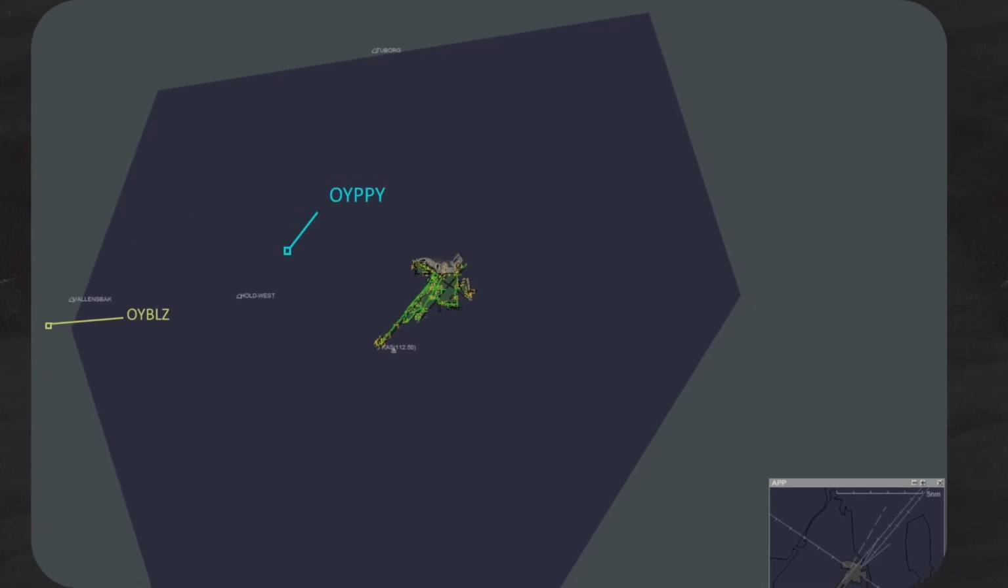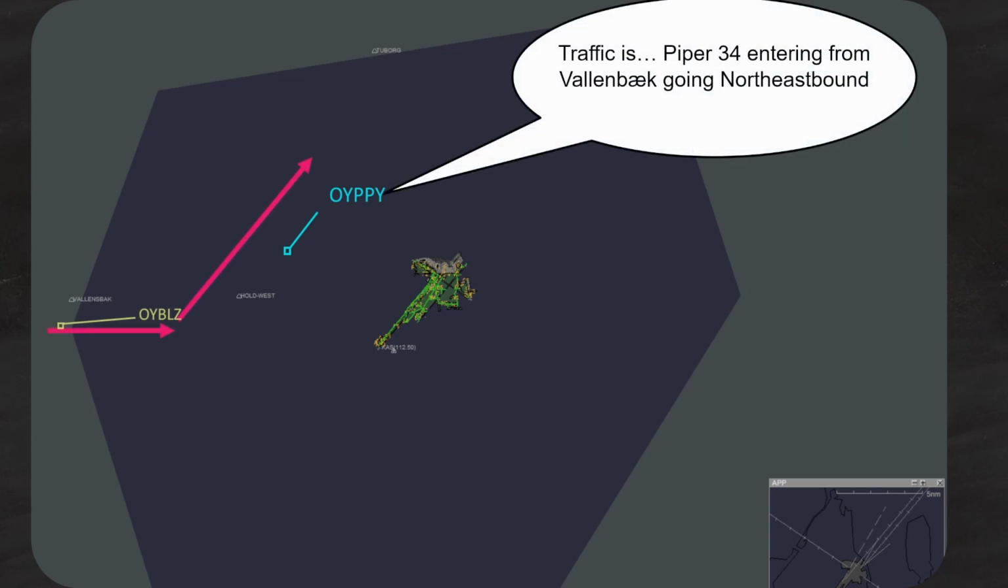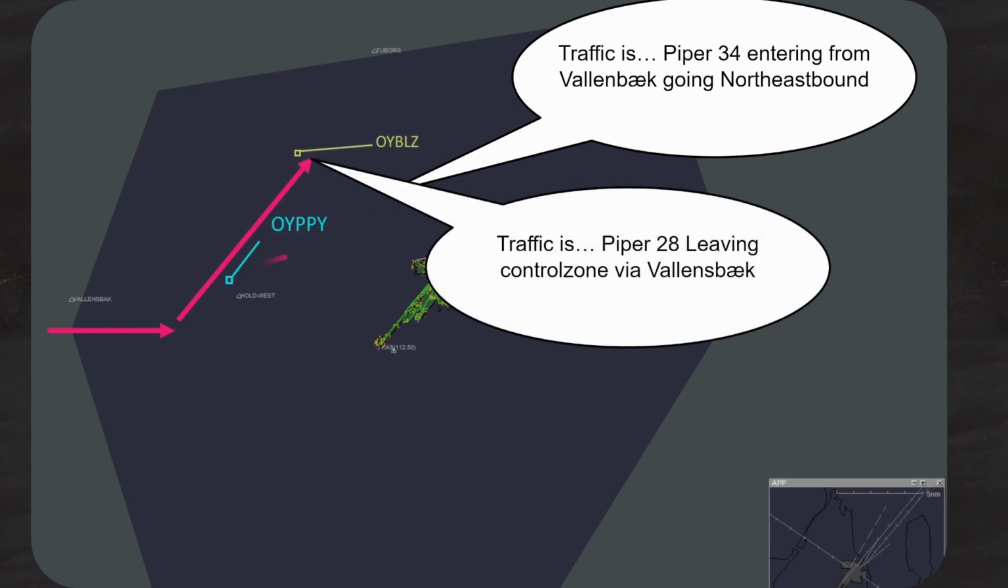Third would be away from the airport, and here it will almost always be a specific scenario: VFR and VFR passing each other. In which case you just tell them that there will be another airplane. Tell them where it comes from, tell them where he's going. Oscar Yankee Papa Yankee, traffic information is a Piper 34 entering from Vallensbæk going northeastbound. Oscar Yankee Bravo Lima Zulu, traffic information is a Piper 28 leaving the control zone via Vallensbæk. We gave the pilots a general direction to have a clear mental picture of the flight path of the one they need to look for. We told them where they came from, and we told them where they're going.